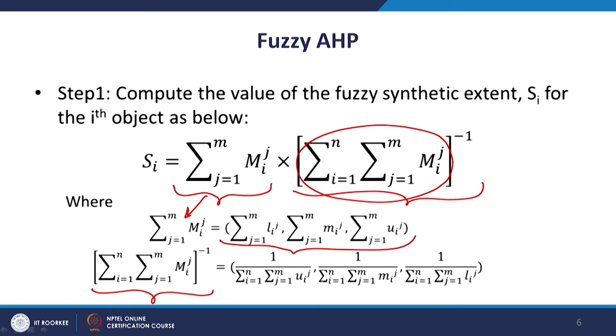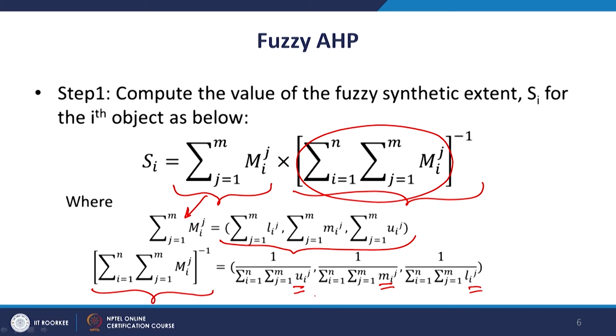First 1 divided by the u related component here. So, this summation would come as is. The first summation in the denominator is going to be summation over i equal to 1 to n, then summation over j equal to 1 to m, and then u_ij. And the second parameter is on m, and then the third parameter is on L.